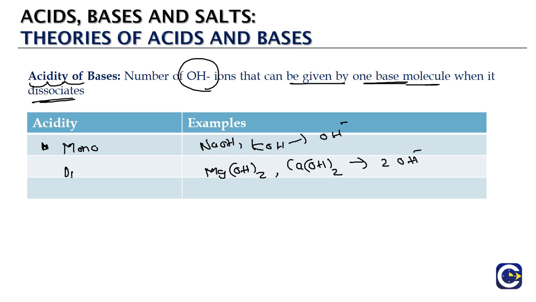We will call it as diacidic. Whereas if you take, for example, aluminum hydroxide, Al(OH)3, it is going to give us 3 OH minus, so we will call it as triacidic. And we can even have polyacidic. So the acidity of a base is nothing but the number of OH minus ions that the base can give for one molecule when it is dissociated in water. So this is the definition of the basicity of acids and acidity of the bases.